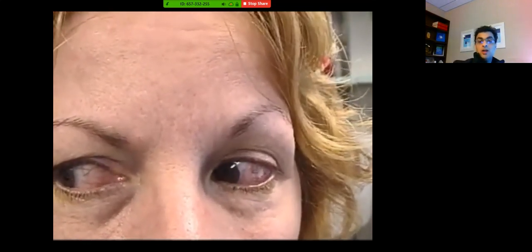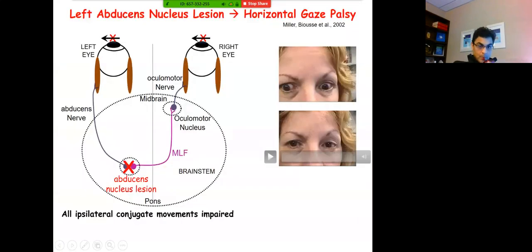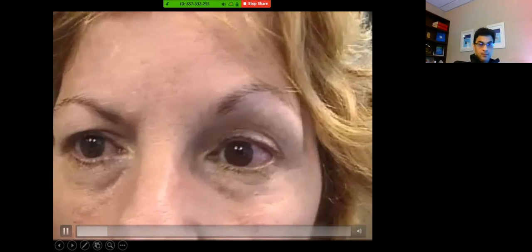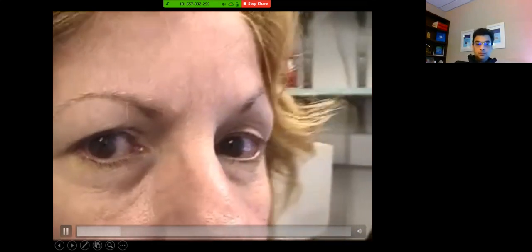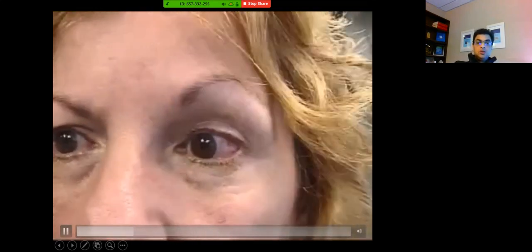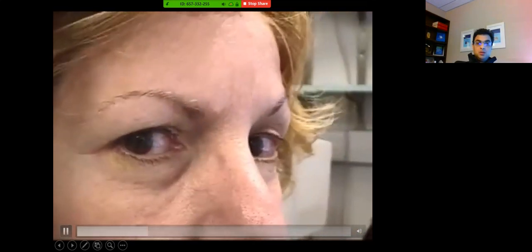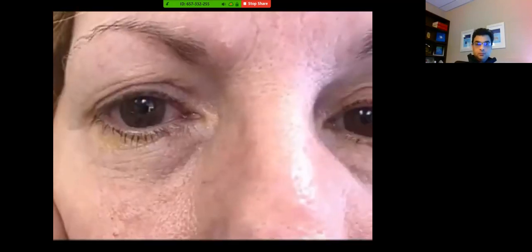She also has a problem with the VOR. Look right at the camera. So with the VOR, there's no real change. Okay, look right. Camera. Go ahead. Back to center, other direction. Good, that's perfect. One more. And look at the camera.